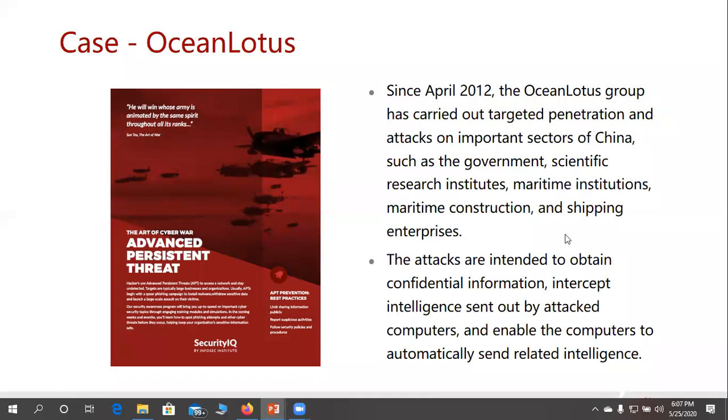So the first method which they use is what we call a spear phishing attack, okay? So what is a spear phishing attack? So this is a targeted attack where the hackers can target an institution or they can target an individual working in that institution. That's how it is. Okay, so they use spear phishing.